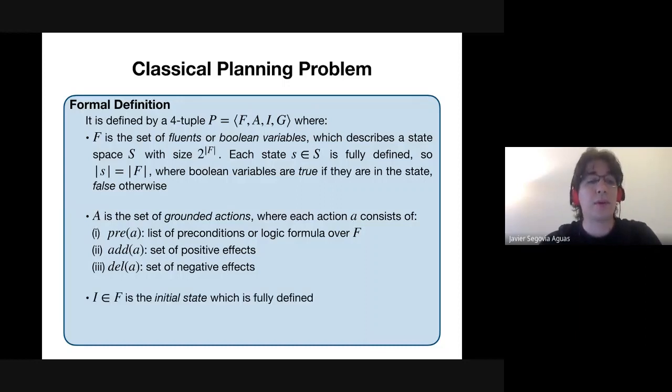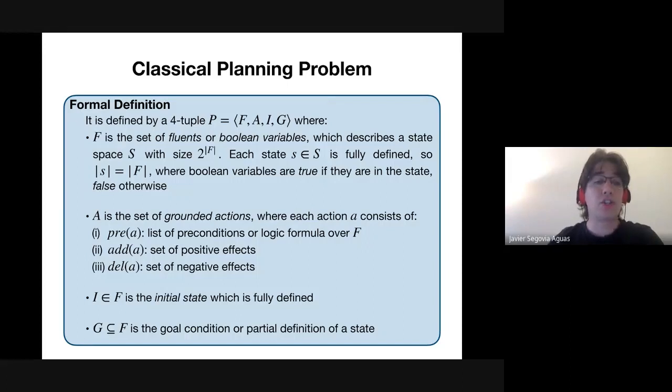And then we have the problem, that is the initial state, which is fully defined, which means that all variables in the state are either true or false. And the goal condition, which is a partial definition of the state, which means that maybe we just want to achieve some specific Boolean variables to true or false in the problem.